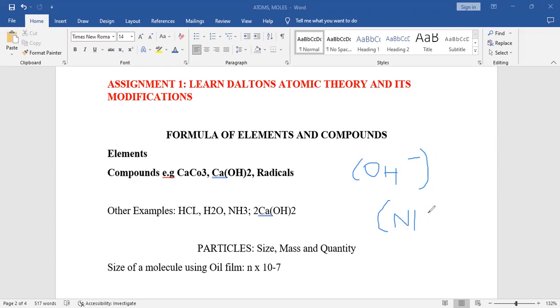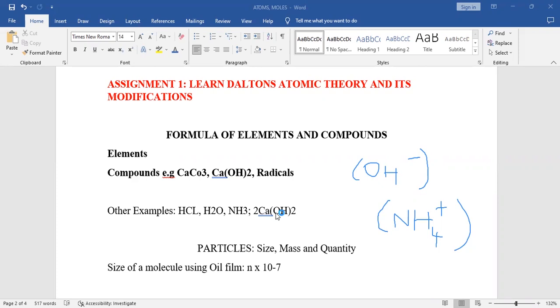This is a JAMB tutorial class, so I believe that you know most of these things I'm talking about. NH4 plus is the ammonium radical ion. So let's move on. I'm giving you other examples of compounds like hydrogen chloride, HCl, a compound of 2 elements, hydrogen and chlorine; H2O, water, a compound of hydrogen and oxygen; NH3, ammonia, nitrogen and hydrogen; and this is calcium hydroxide. All right. So if we're good, we can move ahead.